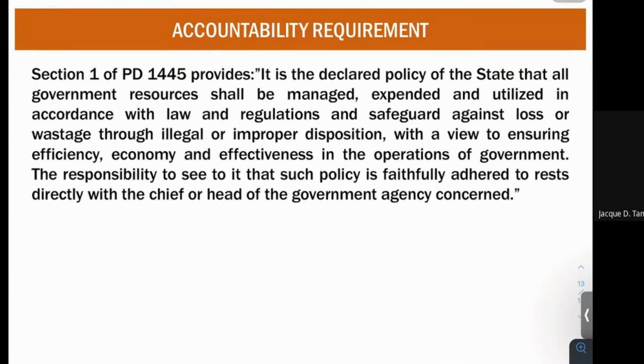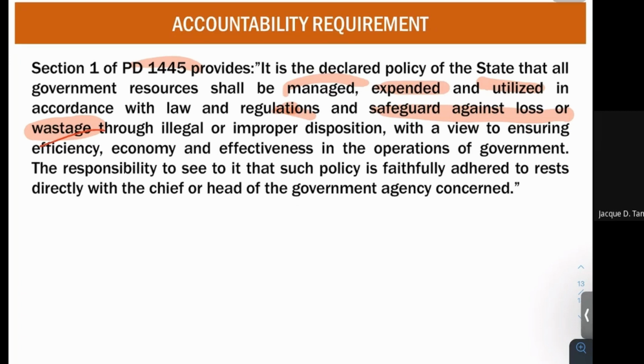Furthermore, the accountability requirement is provided under Section 1 of PD 1445 to encapsulate our previous lecture. So it is declared the policy of the state that all resources shall be managed, expended, and utilized in accordance with law and regulations, safeguarded against loss or wastage through illegal or improper disposition, with a view to ensuring efficiency, economy, effectiveness in the operations of the government. The responsibility to see to it that such is faithfully adhered to rests directly with the chief or head of the government agency concerned. We already know this one.